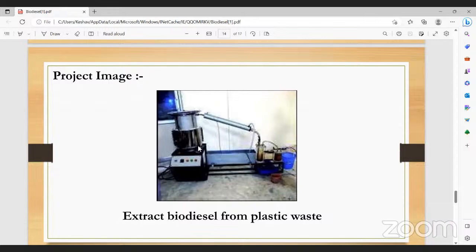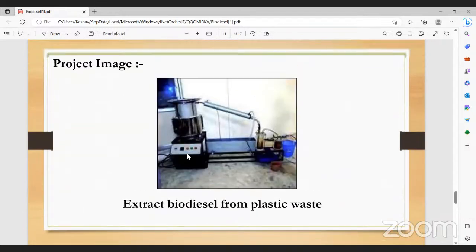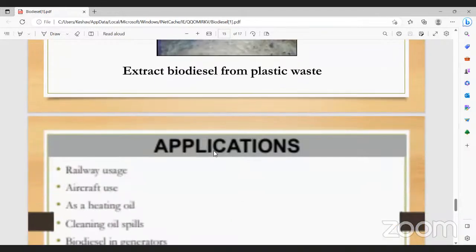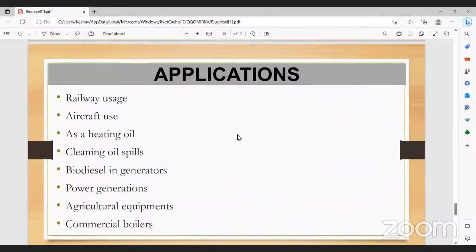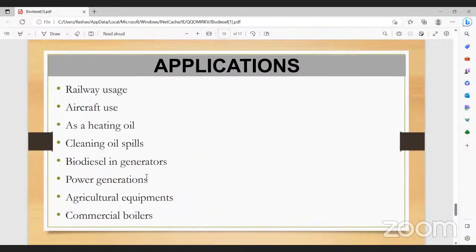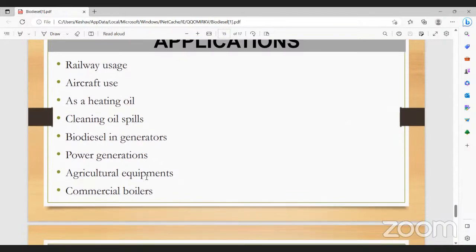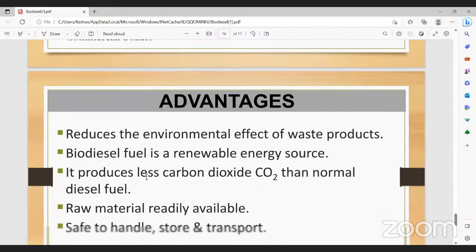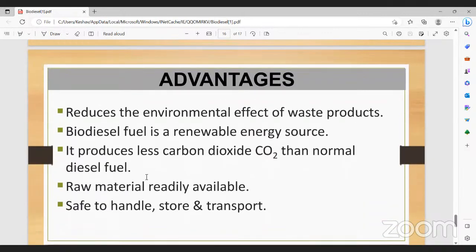Hello, ma'am. This is our project image. You can see that there is a cooker and a condenser, and the pyrolysis process will be going on through this. So this is our project image. It will look like this, ma'am. And these are the applications of our project: railway usage, aircraft use, heating oil, cleaning oil spills, biodiesel in generators, power generation, agriculture equipment, and commercial boilers. The next slide is the advantages of our project.